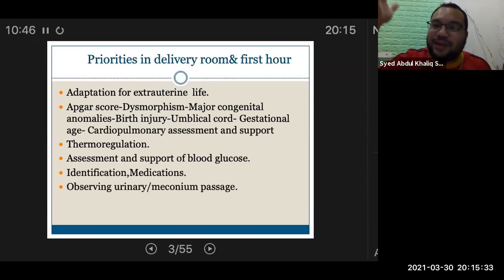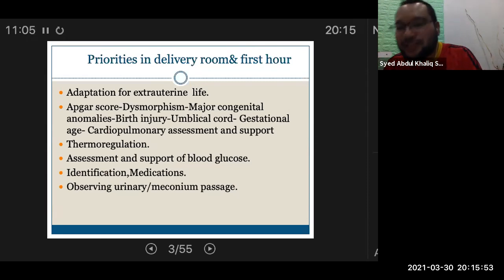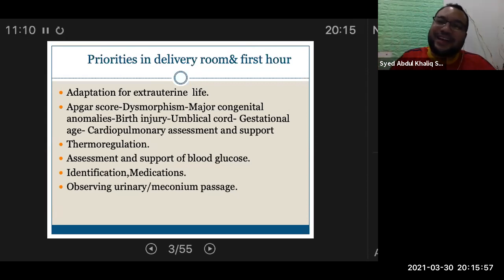Preductal, before the shunt happens, so the SpO2 will be higher. Postductal, because there's right to left shunt, so SpO2 postductal will be lower. So this is what you can see: there's a pre and postductal SpO2 discrepancy of more than 10%. That is a sign that the baby has pulmonary hypertension, persistent pulmonary hypertension of the newborn.